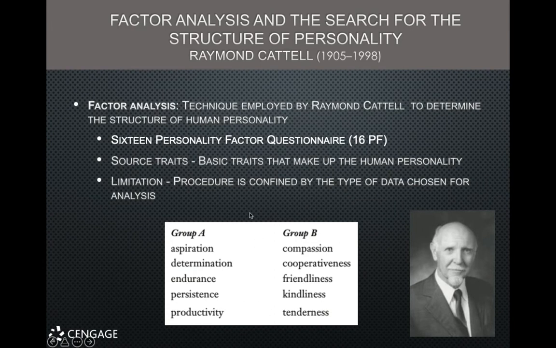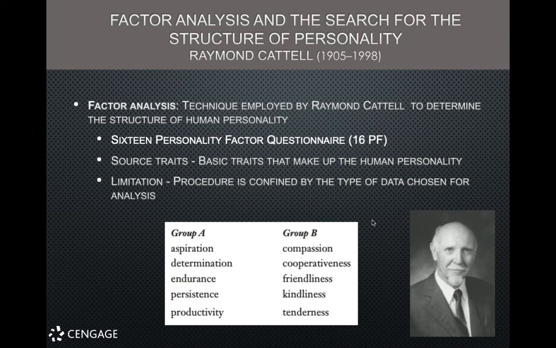So aspiration, determination, endurance, persistence, productivity, all of these could be called group A. And then compassion, cooperativeness, friendliness, kindliness, all of these could be called group B. And so you could say group A could be achievement, the trait of achievement orientation. And group B could be interpersonal warmth, right? So you could label them like that. So although you originally measured 10 traits, a reasonable conclusion would be that you actually measured two larger personality dimensions. One having to do with achievement and the other with interpersonal warmth.